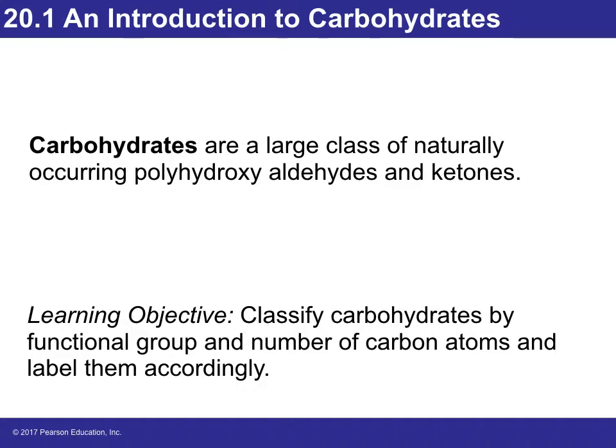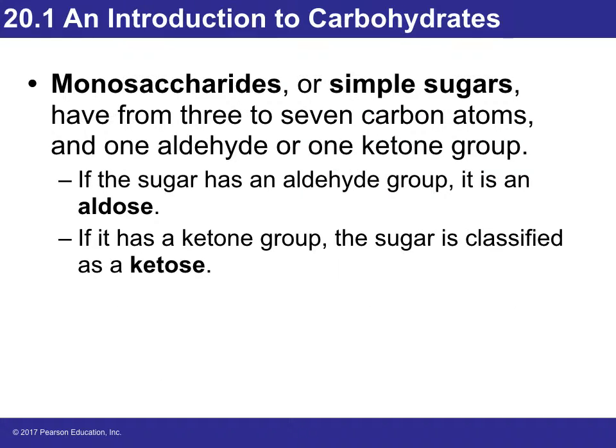Naturally occurring polyhydroxy aldehydes and ketones, so you'll be able to recognize the one we call aldose and the one we call ketose. Now, characteristic of a simple sugar, a monosaccharide, we're going to see they are usually between 3 to 7 carbon atoms. And if you look at aldose or ketose, characteristic of carbohydrates is the ending -OSE.